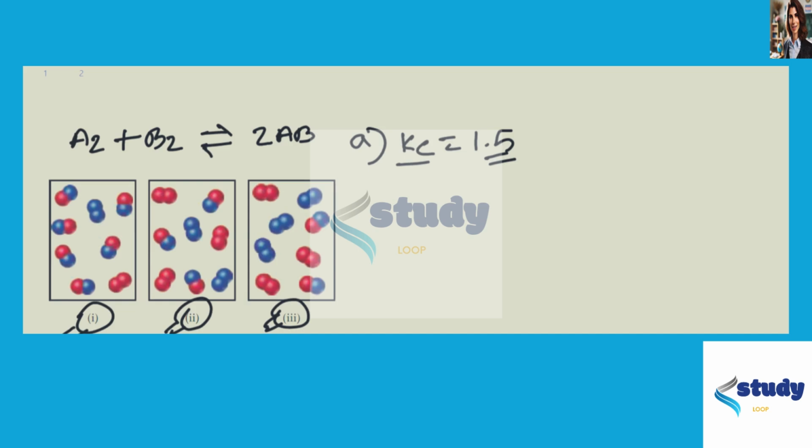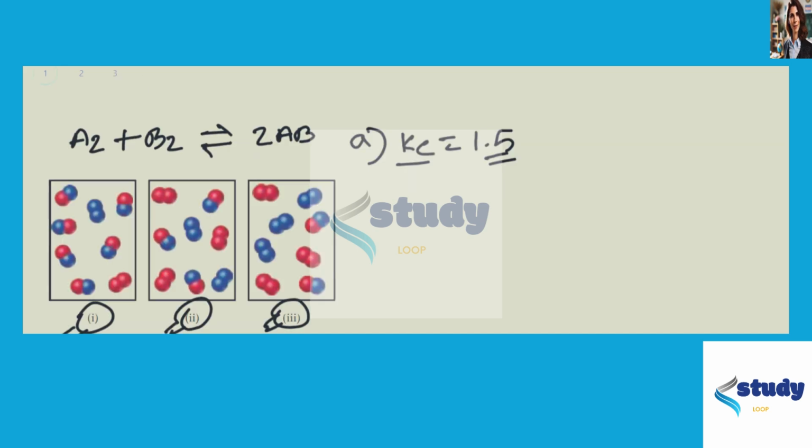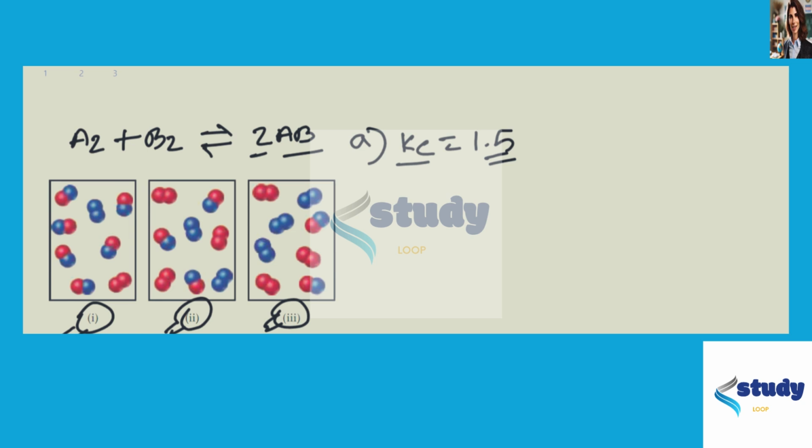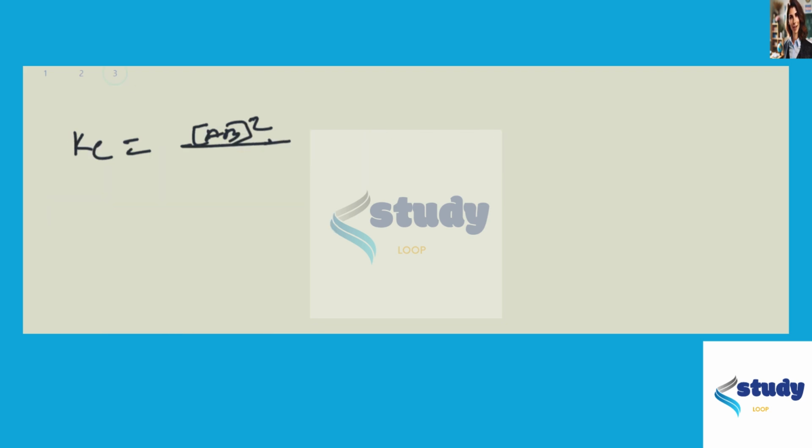We know that the expression of Kc for this reaction will be, we have the product as AB, so we will have AB squared, since we have 2AB and the coefficient goes as the power, and we will have this value over the concentration of the reactants. That means in the denominator we will have the concentration of A2 and the concentration of B2. So this is the equilibrium constant expression for this reaction.